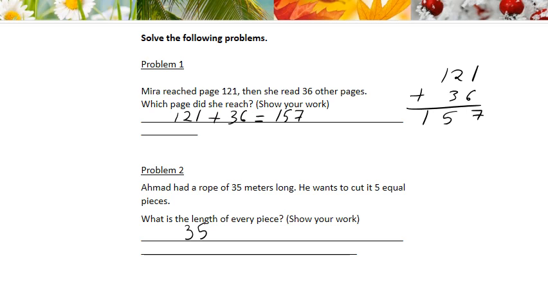So 35 divided by 5. In division here, you don't have to show me your work. You only have to give me the answer directly. So only in division. Okay, so the answer will be 7. What is the number you multiply by 5 to give us 35? So what is the length of every piece? It will be 7 meters. Okay, this is the answer.